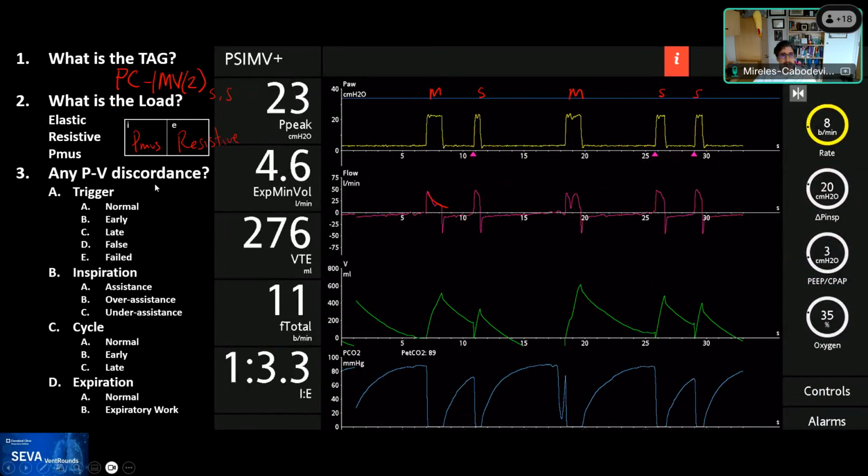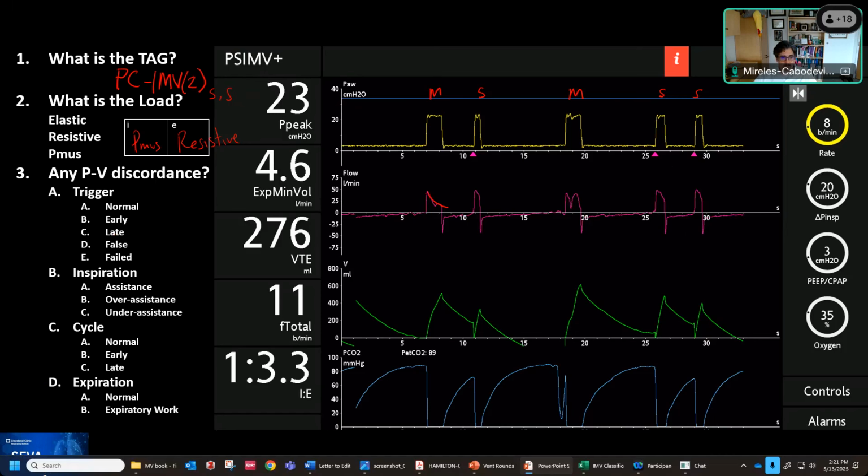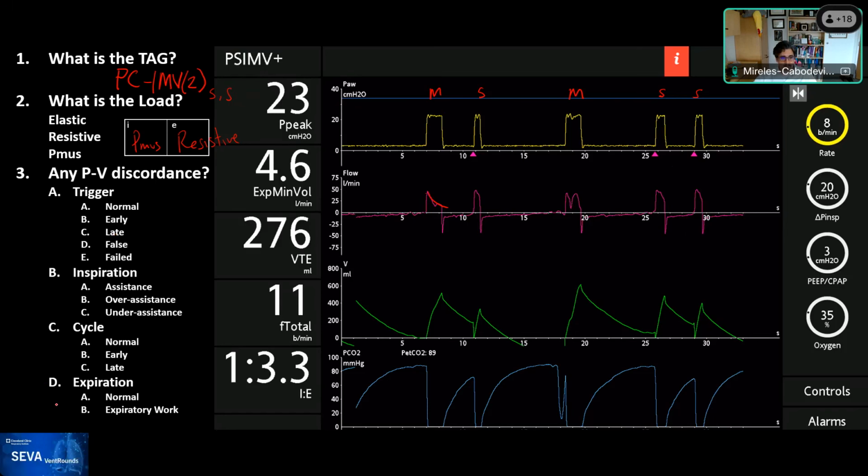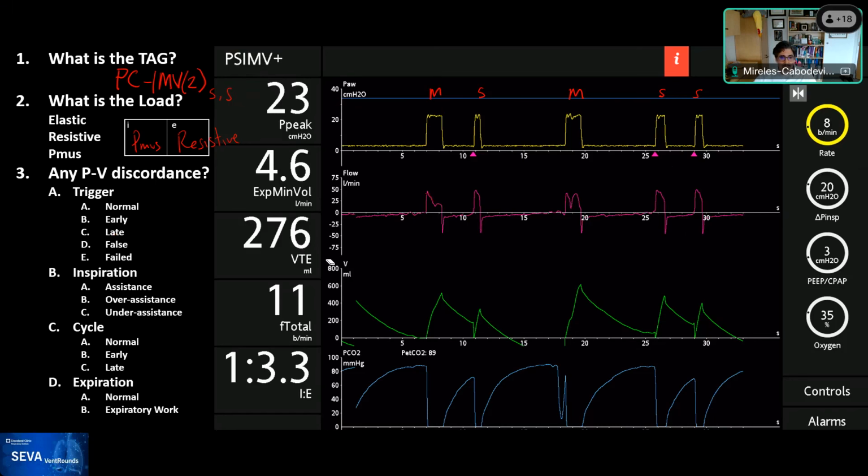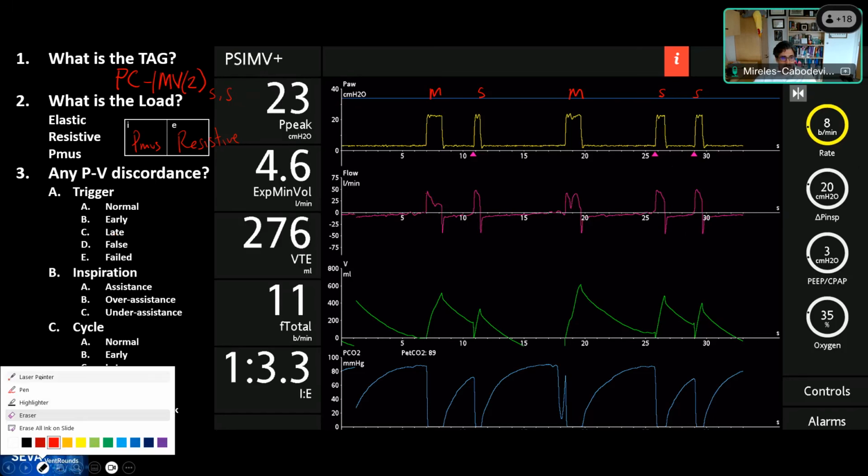Good job. All righty. So now that you have seen these, let's go to the patient ventilator discordance. So what do you see? What problem do you see here? So during trigger, is the trigger normal, early, late, false, or failed?